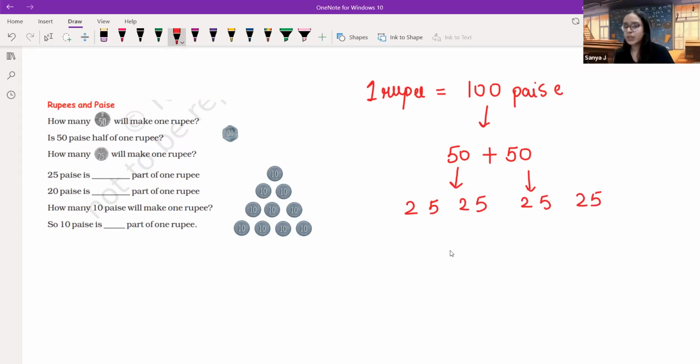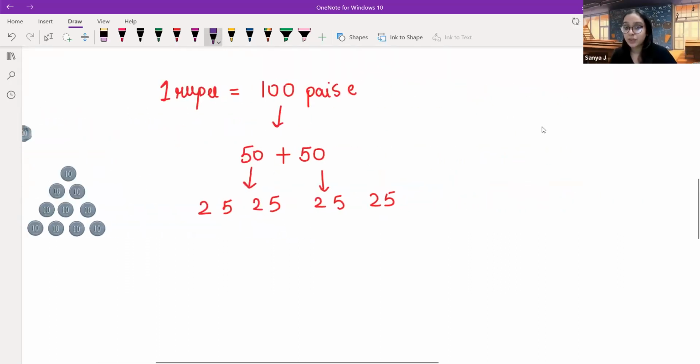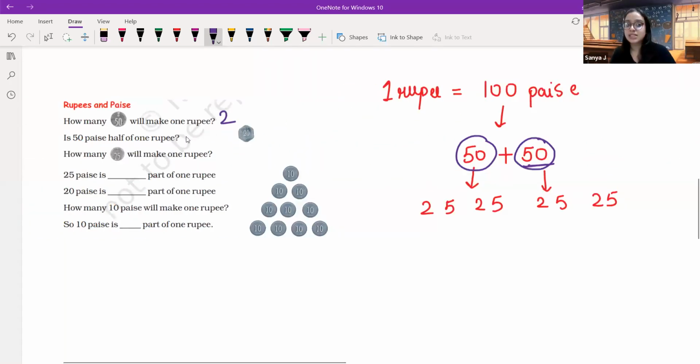Correct, everyone? Now, with this basic information, let's solve this question. How many 50 paise will make 1 rupee? 2 of 50 paise will make 1 rupee. Is 50 paise half of 1 rupee? Yes or no? Let's check. In 1 rupee, we have 2 of 50 paise, which means this 50 is nothing but 1 out of 2 equal parts. So yes, we can say that 50 paise is half of 1 rupee.